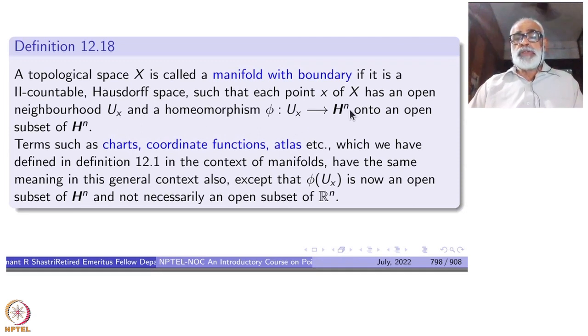We know that just like Ux to Rn, in the case of ordinary manifolds I could have taken Ux to an open subset of Rn, or Ux to just the open disk Bn; all those three things were equivalent. Here also the homeomorphism could be Ux to the whole of Hn or some open subset. This open subset allows us a little more freedom. Terms such as charts, coordinate functions, coordinate neighborhood, atlas, etc., which we have defined in Definition 12.1 of manifolds, all make sense exactly similarly in this context, except that now the coordinate functions phi of Ux are not necessarily open subsets of Rn, but are actually open subsets of Hn.